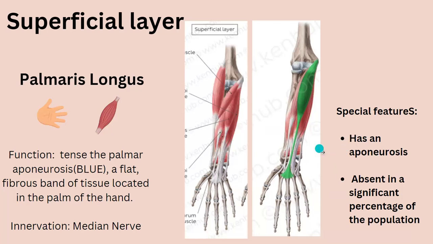Now, a special feature about the palmaris longus, other than that it has an aponeurosis, is that it's actually absent in a significant percentage of the population. So a lot of people don't actually have the palmaris longus itself.